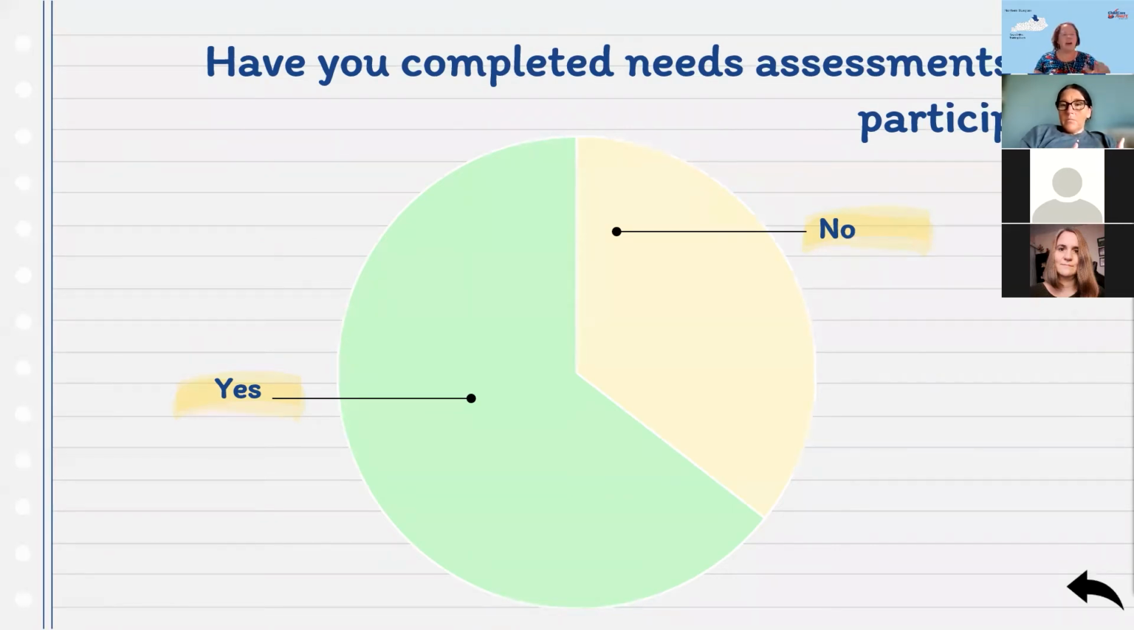Obviously you can see a little less than half said no, but that gives us a good idea of what your background is and what information you already are coming in with. If most of you are saying yes, you have done needs assessments, then you're more familiar with them, and it gives us a better guide of where to start from.